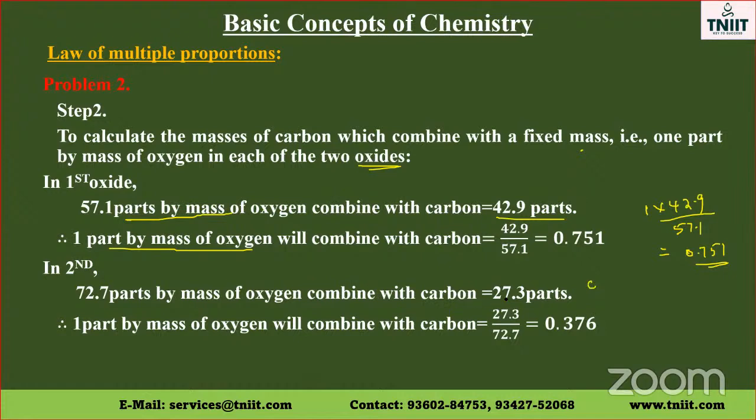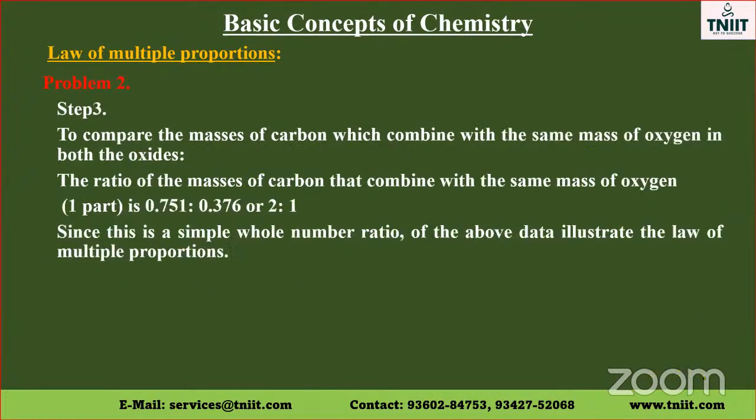Therefore, one part of oxygen will combine with how many parts of carbon? It will be 1 into 27.3 divided by 72.7, which is equal to 0.376. This is the second case.